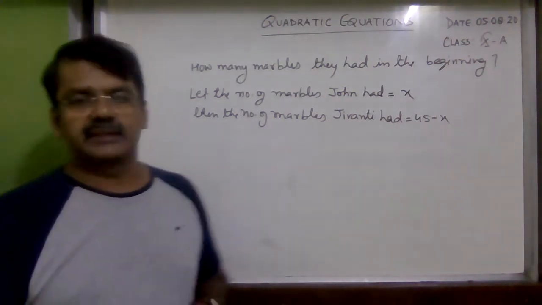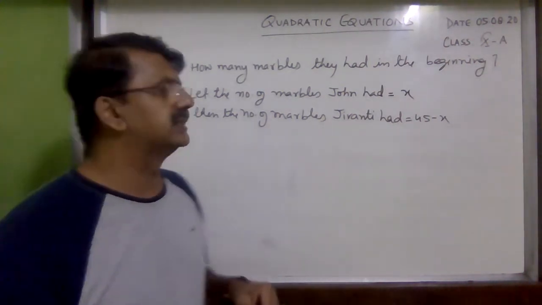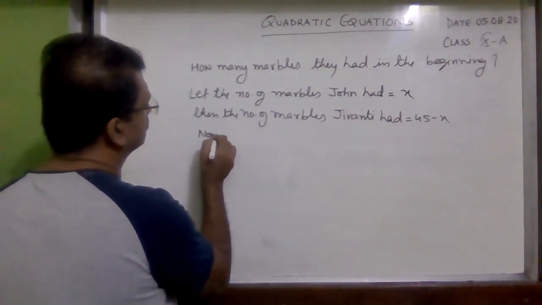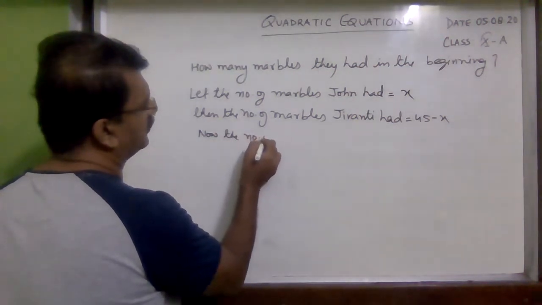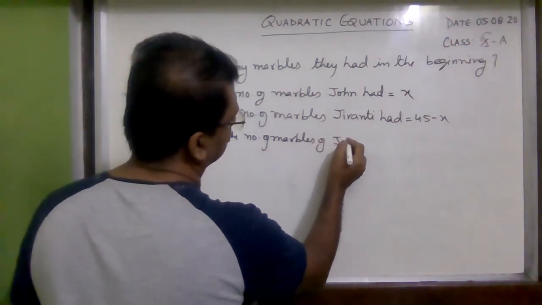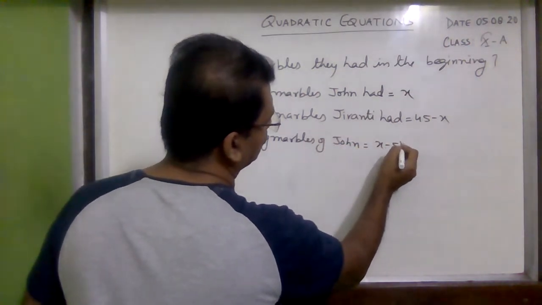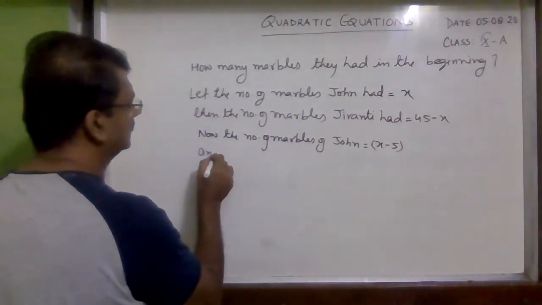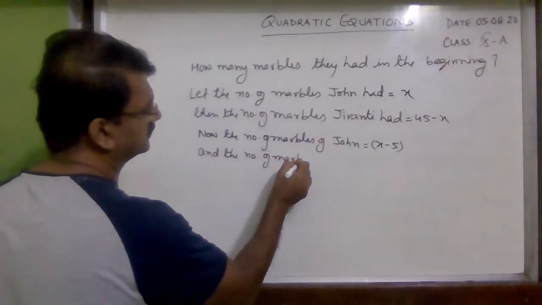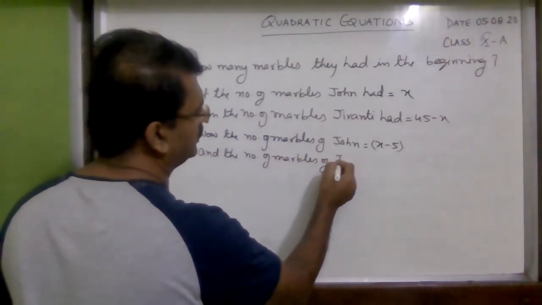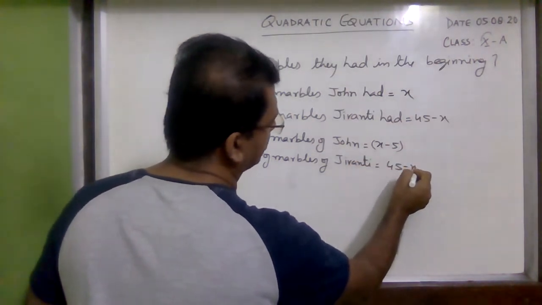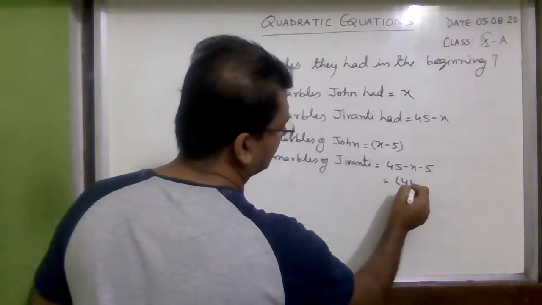Now, both of them lost 5 marbles each. So now the number of marbles of John is equal to X minus 5, and the number of marbles of Jivanti is equal to 45 minus X minus 5, that is 40 minus X.